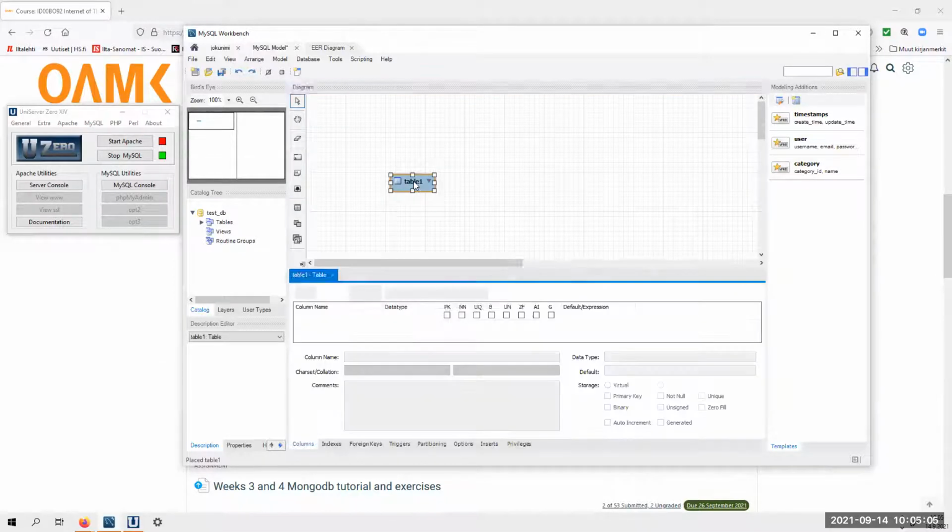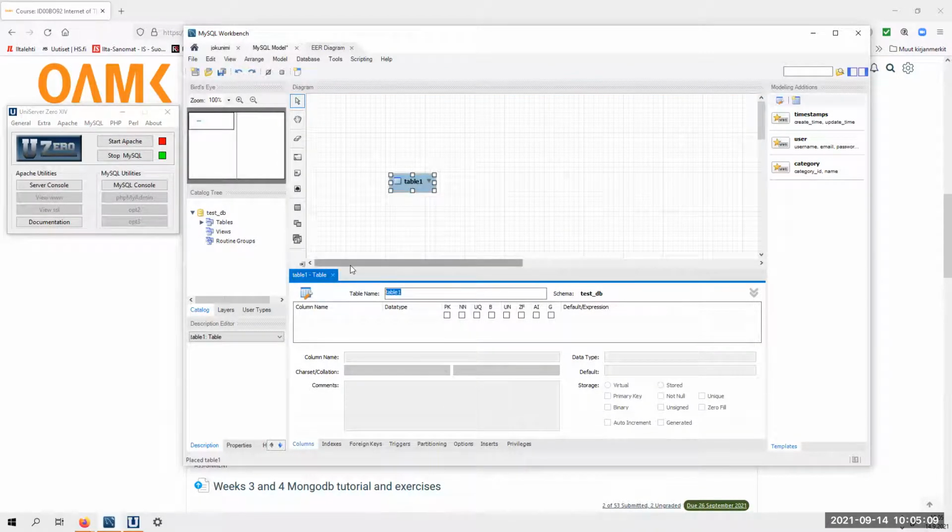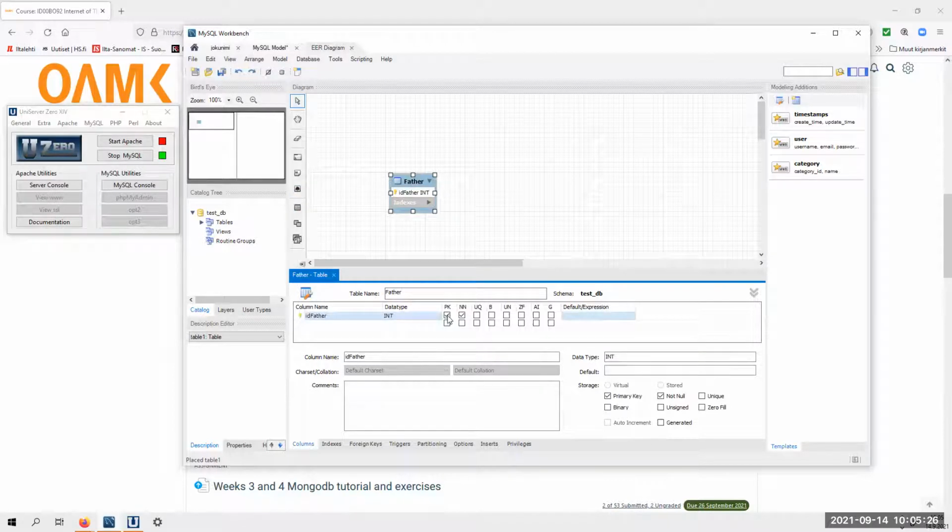Let's make a very simple database where we have father, mother, and child. And so it's easy to understand hopefully the connection. So first table name is father. It's the icon here. The first field is the primary key, and then we have this auto increment, which makes it increase every time you add a new row in the database or table.